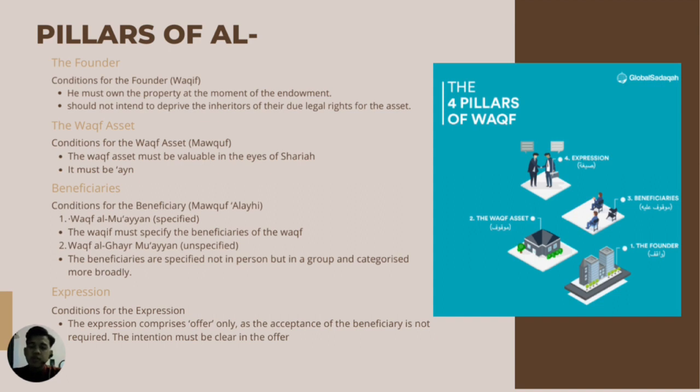So the second one is Waqf al-Ghair Muayyan. It is the unspecified one. So the beneficiaries are specified not by person but by group or categorized more broadly. Examples are poor people, scholars in a certain field, Quran students, other students of knowledge, mosques or schools.